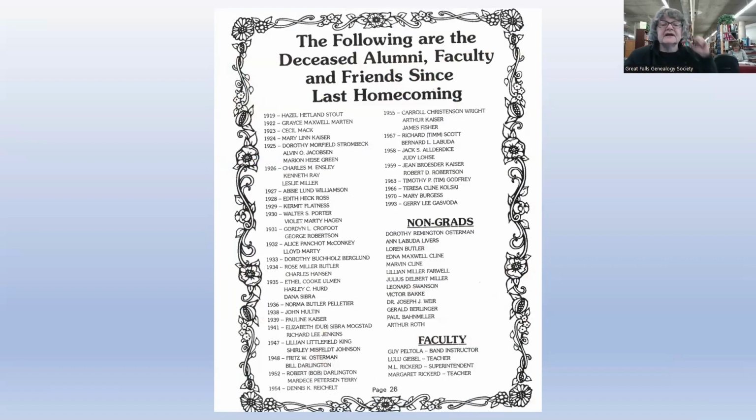Or they do things like, here are all the following deceased alumni, faculty, and friends since our last homecoming 10 years ago. Wow. Because they didn't care where they lived. They got hold of those things, and it's one of the best kept things for, these are the family who have died that used to be here. So you've got grads, you've got non-grads here, you've got faculty, people who have died. So what a thoughtful thing that they have done.